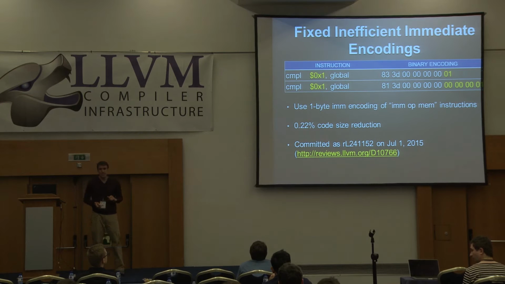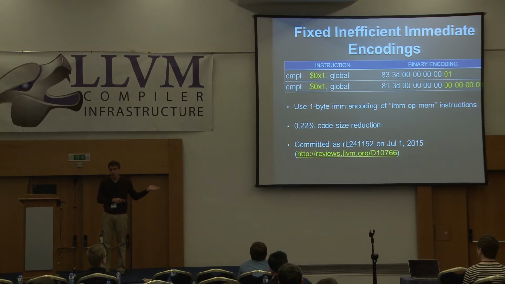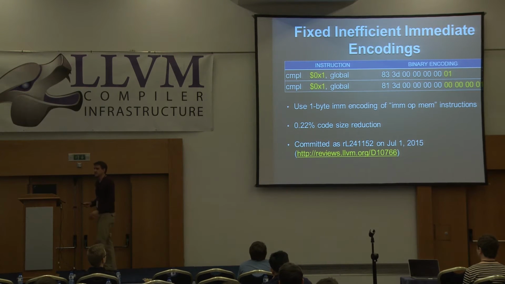Our fix for this led to a 0.22% code size reduction. Now, that might not sound like a lot, but what it amounts to is about 7,000 bytes out of the 3 megabytes that we're talking about here. And in this case, the savings is coming virtually for free. There's virtually no downside to using the more efficient encoding here. And this fix has been committed to trunk and has been there for quite some time.